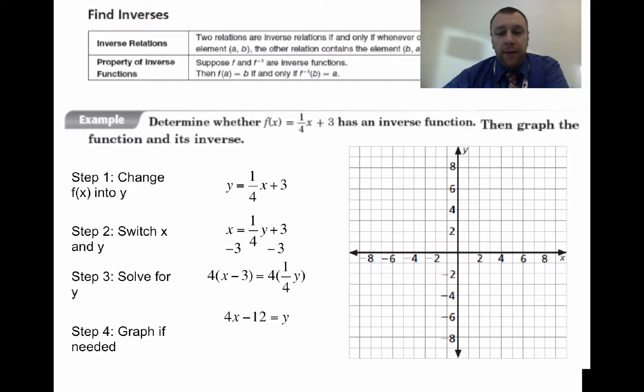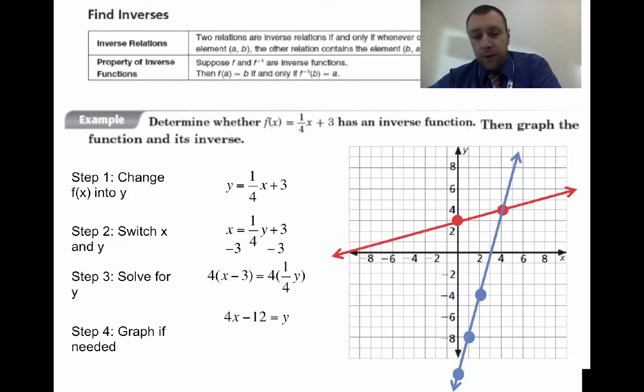Now I'm going to graph if needed. In this case, I'm going to graph both of those functions. So the one in red is my original, the one in blue is my inverse. You see that they cross, and they cross at 4, 4.